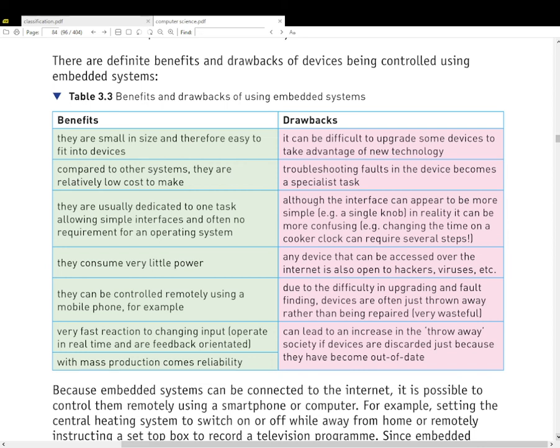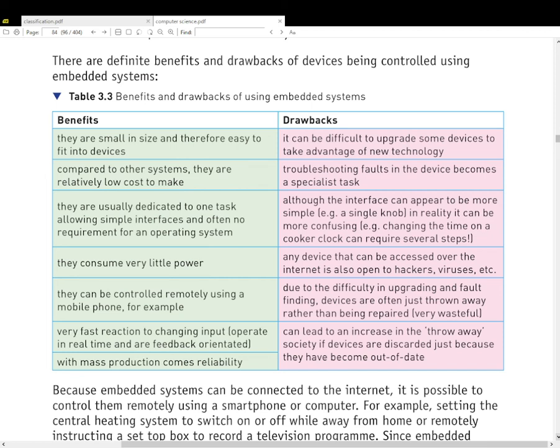They consume very little power. They can be controlled remotely using a mobile phone, for example. They have a very fast reaction to changing input, so they can react very fast to changing input. With mass production, they are more reliable.